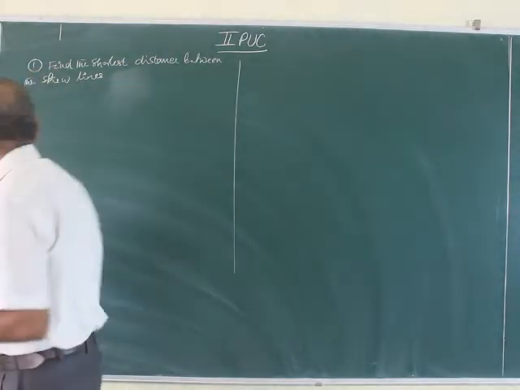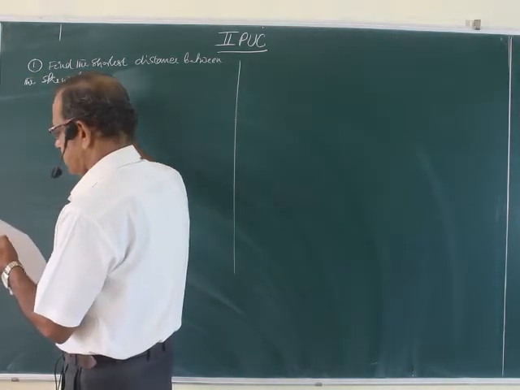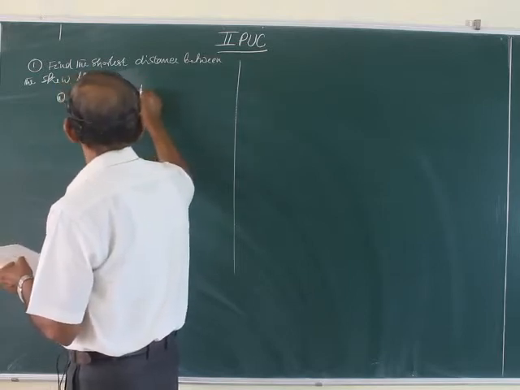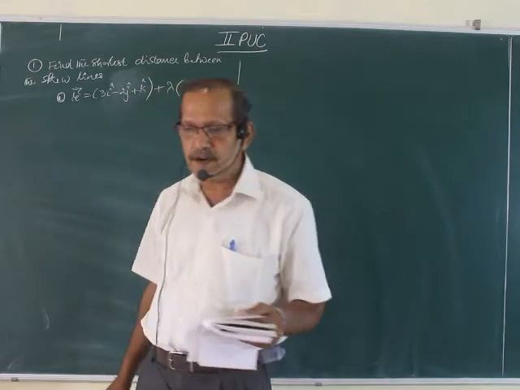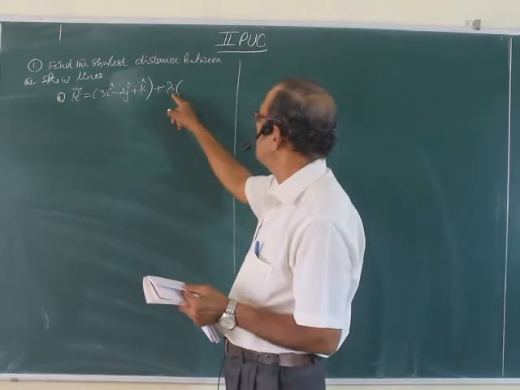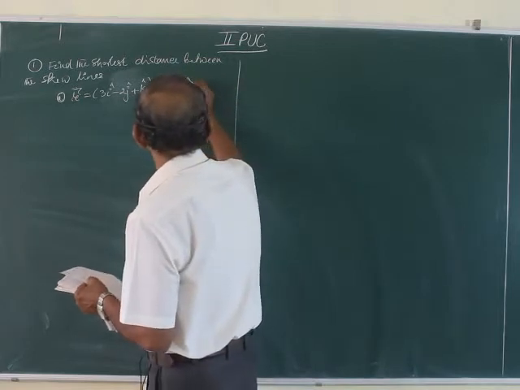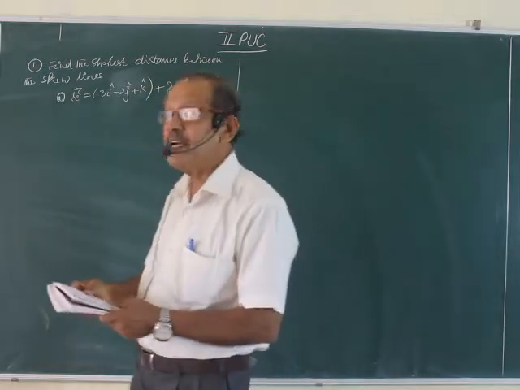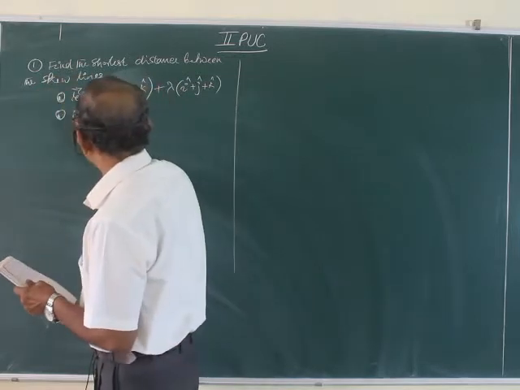There are two problems, so let me write. Problem number A is r equal to 3i minus 2j plus k plus lambda into, you know, the equation of the line in three-dimensional space is like this: a plus lambda into b. Remember that, no? i plus j plus k. This is the standard form, called the vector form of the equation of the line. Let me write one more. After that, let us solve the equation.